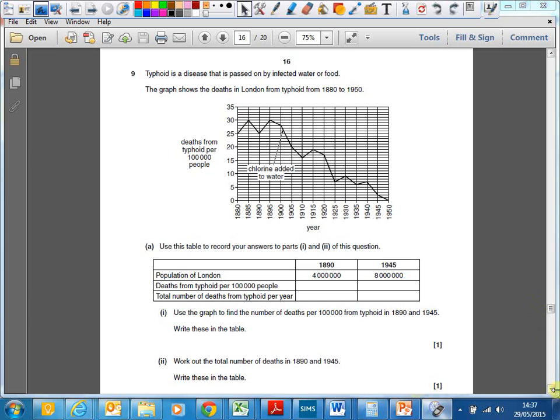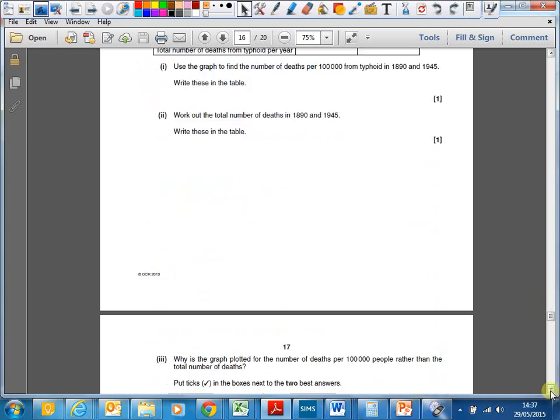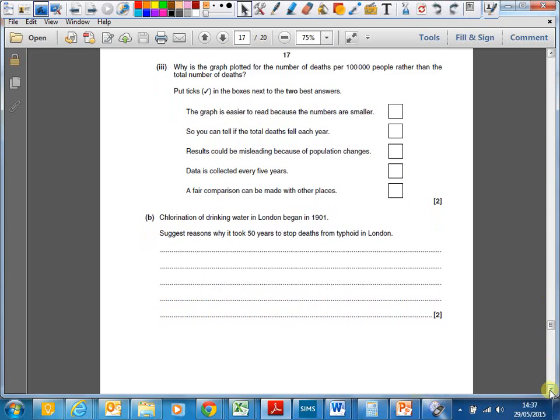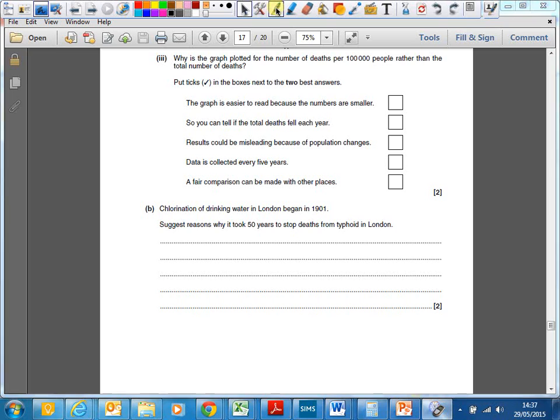The next part of that question then starts asking you about this. Why is the graph plotted for the number of deaths per 100,000 people rather than the total number of deaths? The graph is easier to read because the numbers are smaller, so you can tell if the total deaths fell each year. Results could be misleading because of population changes. Data is collected every 5 years. A fair comparison can be made with other places.